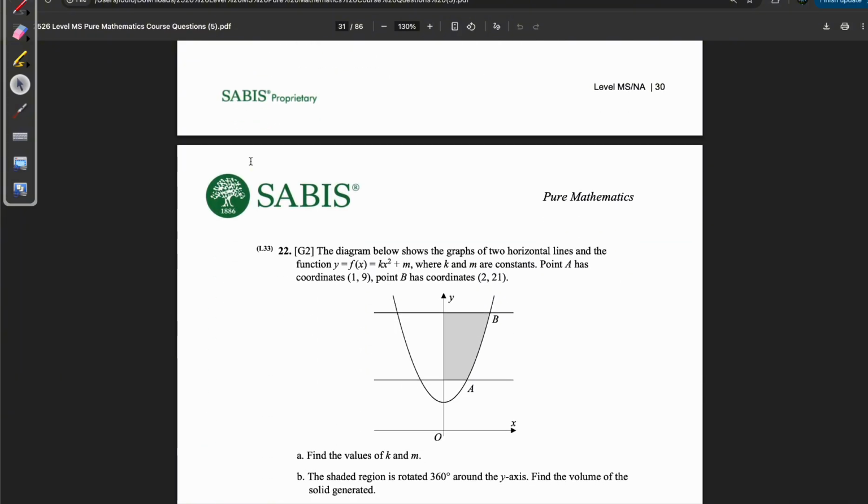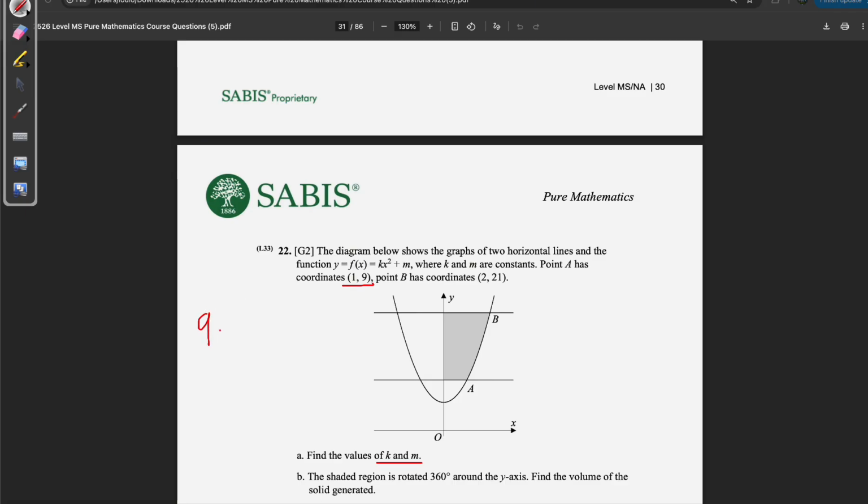The diagram below shows the graphs of two horizontal lines, and the function y equals f of x equals kx squared plus m, where k and m are constants. Point A has coordinates (1, 9), and point B has coordinates (2, 21). So first, let's start with finding k and m. What we're gonna do for questions like these, we're gonna create a system of equations using the points they gave us. So let's start with (1, 9).